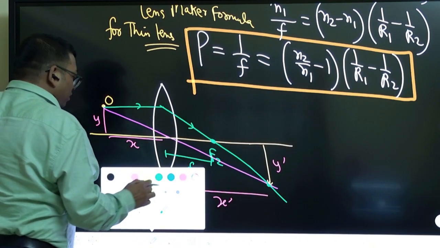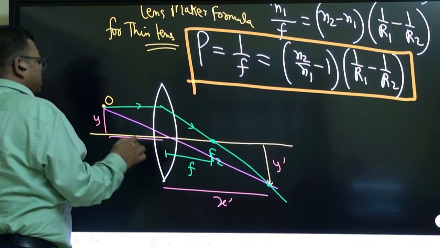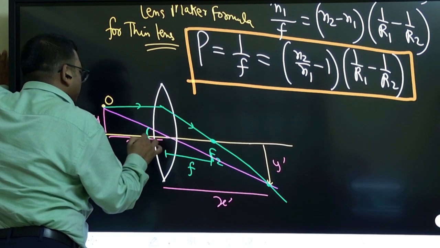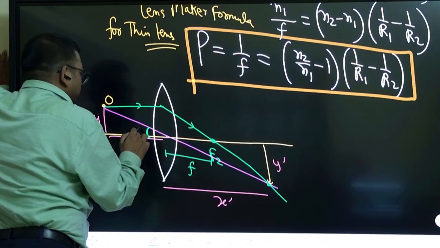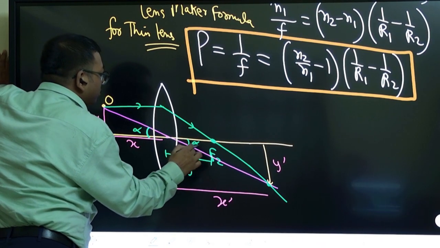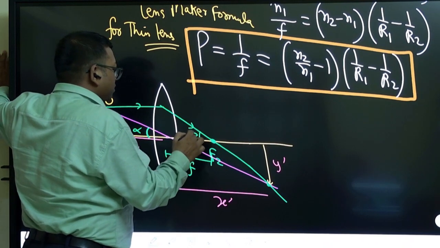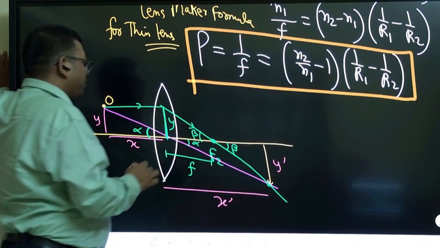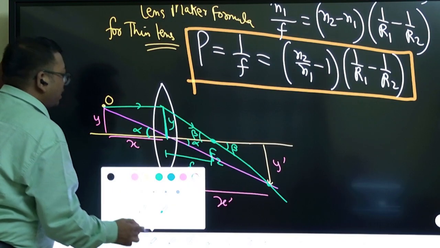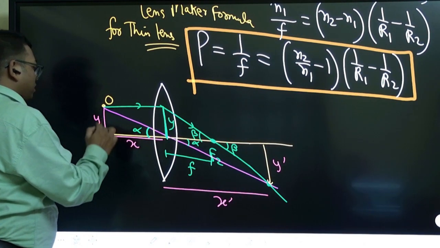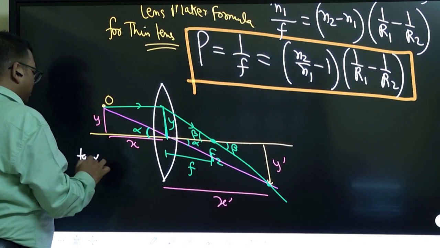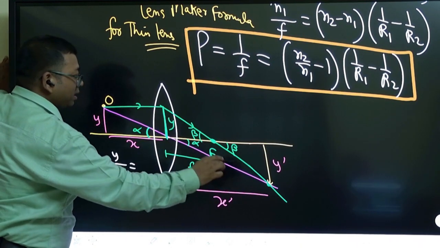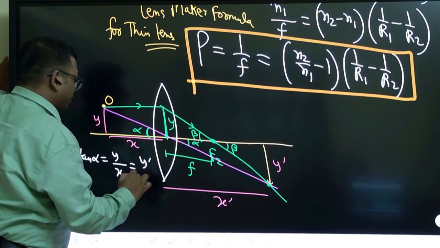Now, we can calculate using very simple trigonometry. Suppose I take this angle as alpha, so this angle is also alpha. If I take this angle as beta, this angle is also beta. And let us call this y only. So now let us take some triangle. In this triangle, tan alpha is y by x, and in this other triangle, it is y dash by x dash.